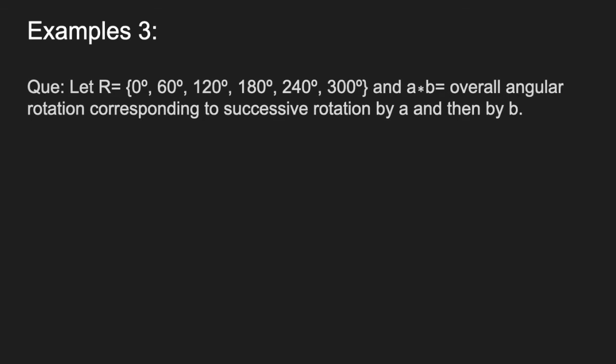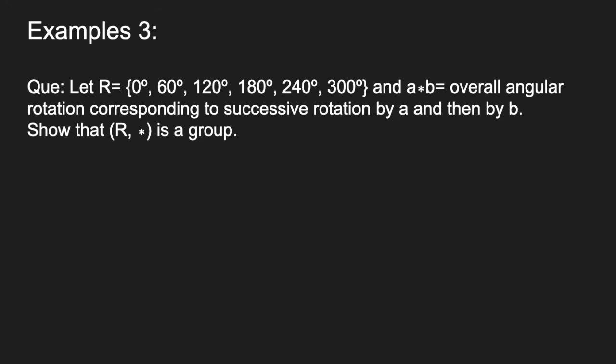Okay, the last example. Yeah, this one is interesting. Here, let R be given by 0 degree, 60 degree, 120, 180, 240 and 300, and A star B is defined as the overall angular rotation corresponding to successive rotation by A and then by B. So for these 6 elements, first we need to find the composition table. So the table will be like this, and the question is to show that R star is a group.